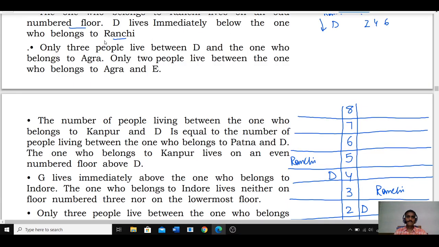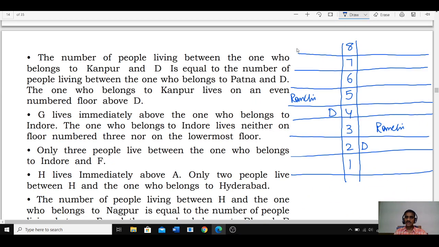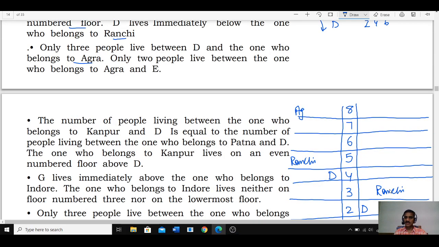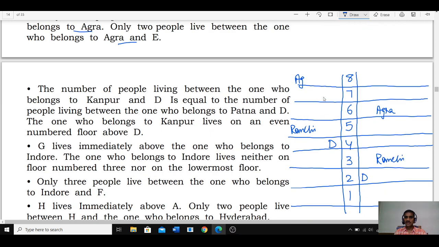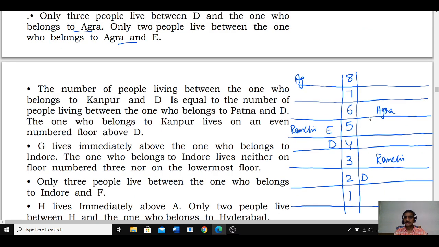7th floor. And only 3 people between D and the one who belongs to Agra. D and Agra, 3 people: 1, 2, 3. Hence Agra is on the 6th floor. In case 2, 2 people between Agra and E. Hence 1, 2, E is here.